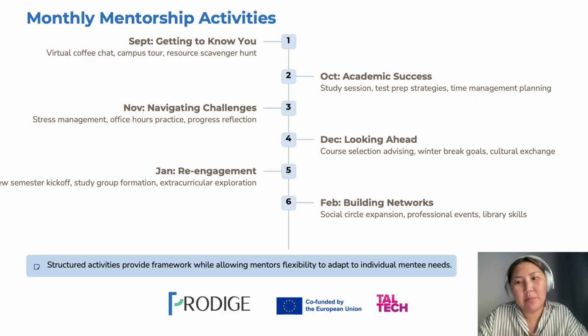In November, it can be all about navigating challenges: stress management, practicing going to office hours, progress reflection. December can be looking ahead, so course selection advising, winter break goals, cultural exchange activities, and January re-engagement. New semester will start, with study group formation and extracurricular exploration, and in February maybe all about building the network, so social circle expansion, attending professional events together, library skills development, and so on.